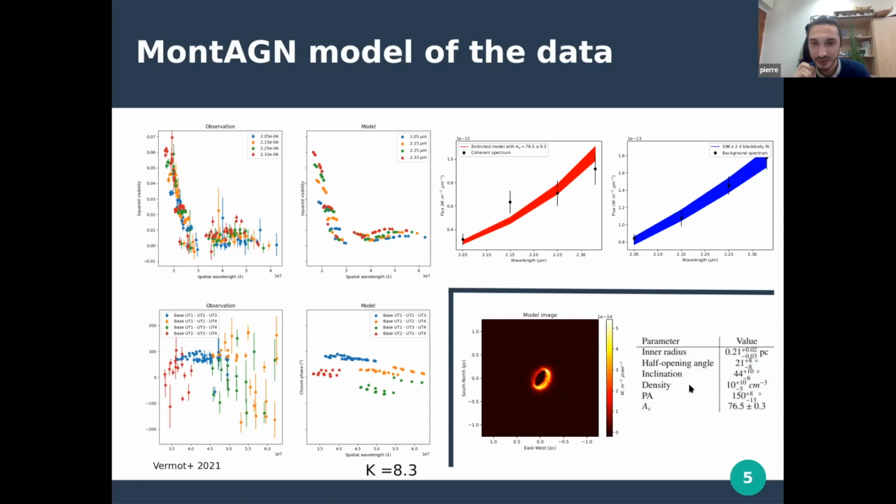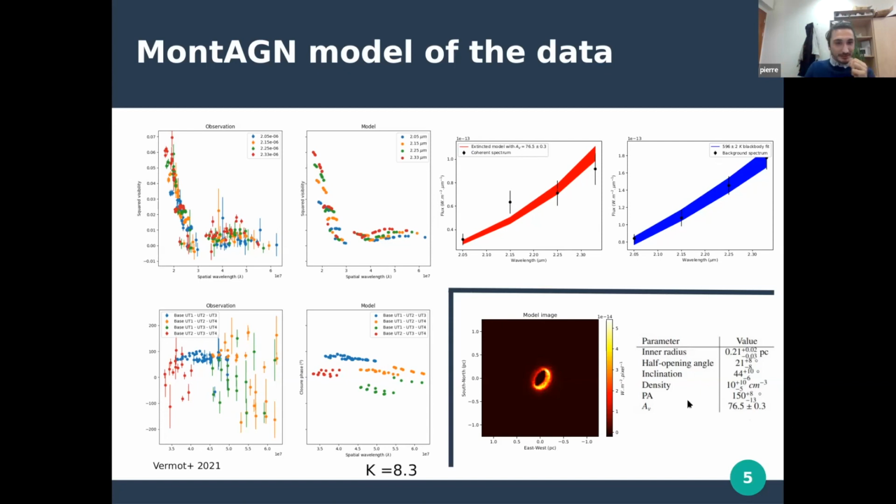There are two things that I want to highlight. First, my conclusion is that we are looking at a highly inclined ring, in the middle of face-on and edge-on, which is kind of surprising because at least I was expecting an edge-on disk. And the other parameter that is going to be important today is the extinction. In order to match the observed coherent spectrum, the magnitude, and the slope of the visibility across the spectral channels, I had to put a very high foreground extinction, so AV up to 70 or 80.